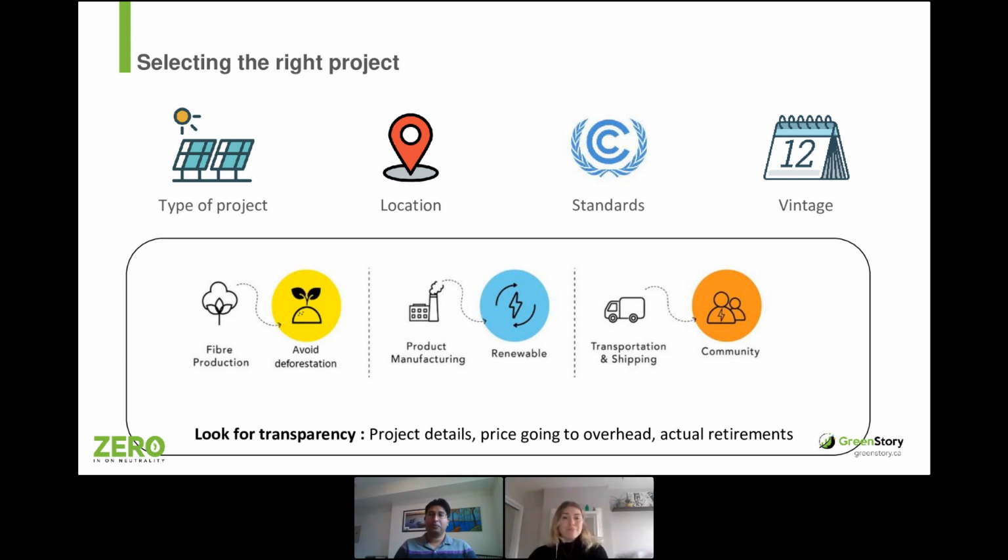Right. Perfect. Thank you for that question, Lauren. Okay, next question is from Sabine. They ask, do carbon offsets make sense for a small company? So maybe a company that doesn't have as big of an impact.